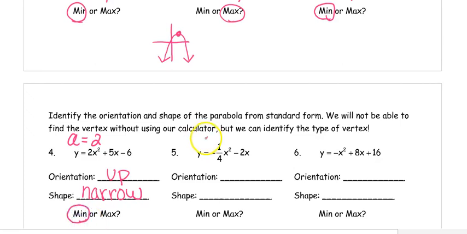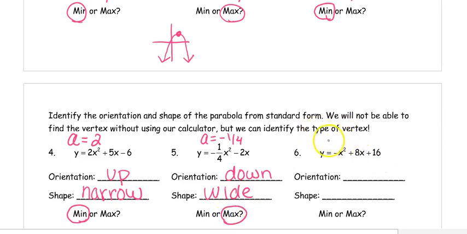If we look at number 5, our a value is negative 1/4. Since our a value is negative, that means our orientation is down. And then since the absolute value of negative 1/4 is 1/4, and that's a number between 0 and 1, that means that the shape is wide. And since it's opening down, it has a maximum.